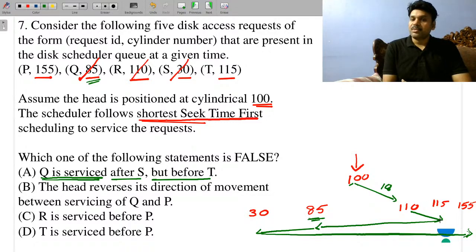after 115. So 115 is nothing but what? Your 115 is nothing but T. Therefore, this is going to be false in that case. So the remaining order is fine. So Q request is serviced. That means 85 is serviced after 115. After 115 means what? After T.